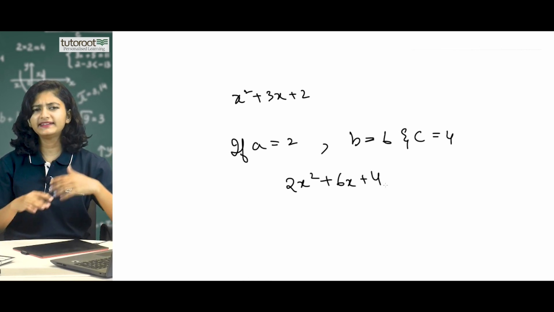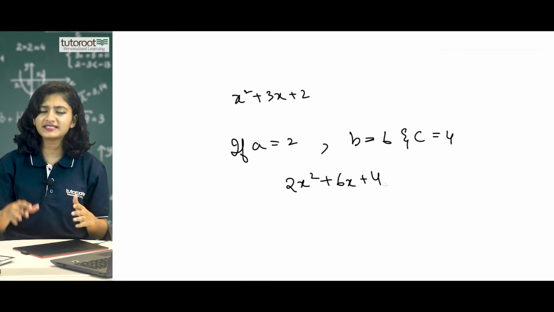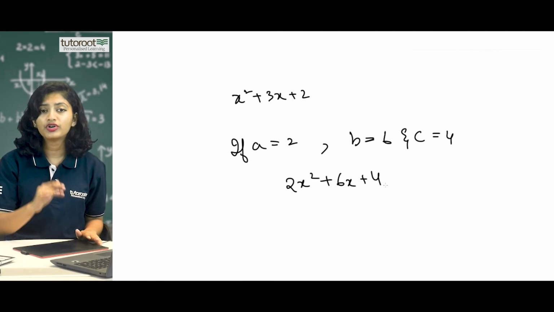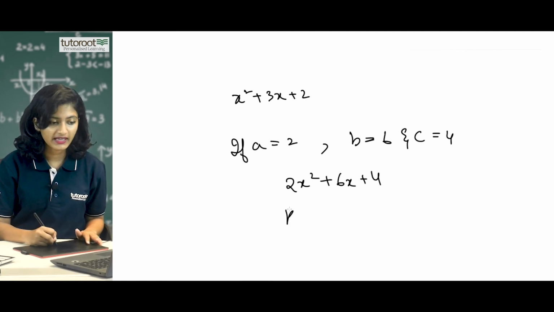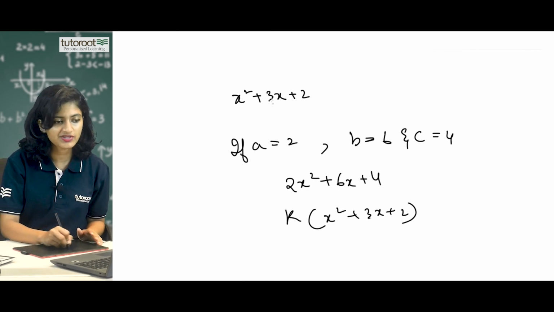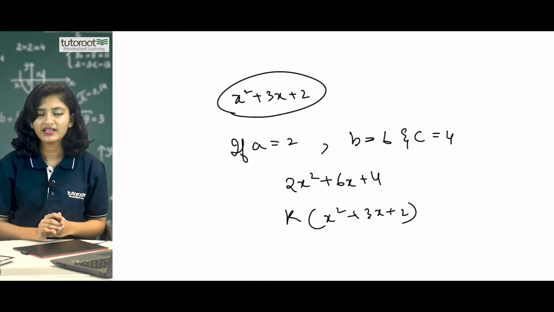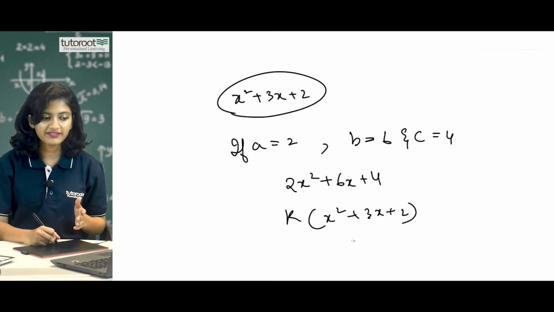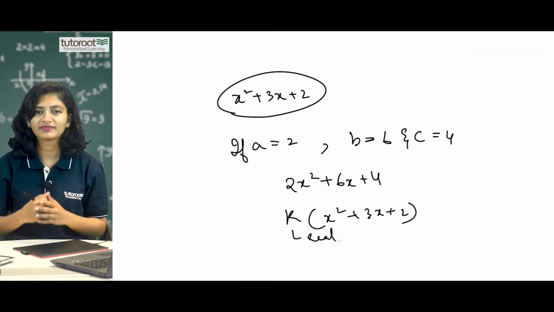Like this, you can check that any quadratic polynomial that fits these conditions would be in the form of k into x square plus 3x plus 2, which is the base equation that we found here. And this would be possible only if k is real. Understood?